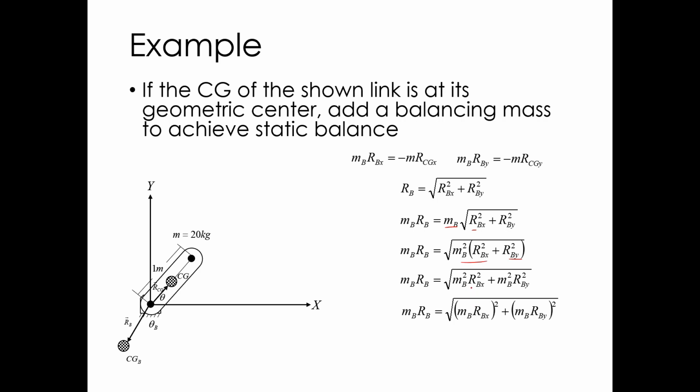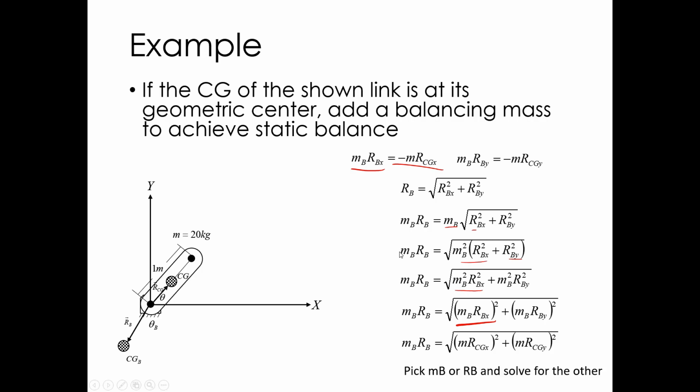I can pull the square root out of each of those, and then I can replace mb/rbx with mrcgx. And now I have an equation for, given the mass of the thing I'm trying to balance, which I have, and the CG location of the thing I'm trying to balance, which I have, I can find the quantity mb/rb. Now I can't separate this. I can find what mb times rb is equal to, but I can't exactly find mb and rb.